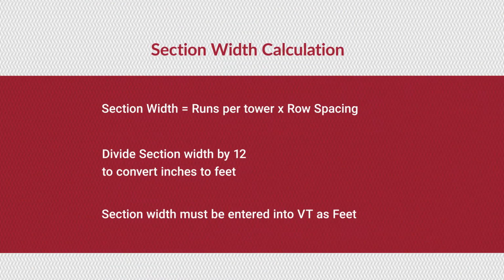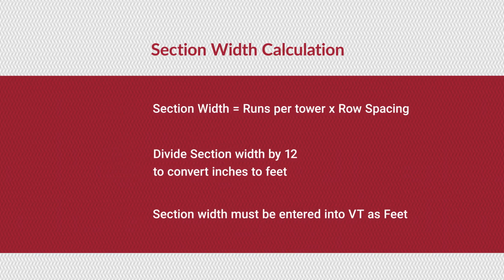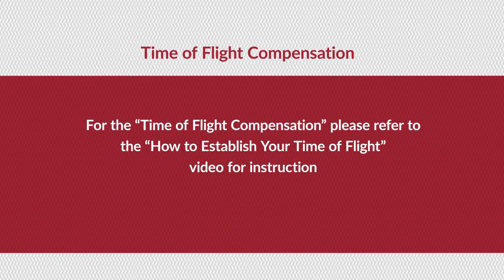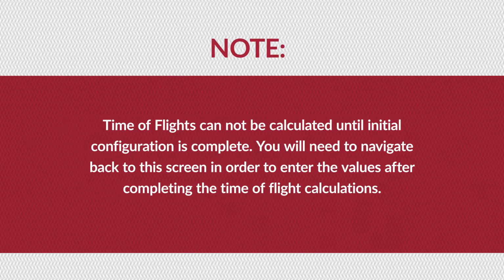For the section width, calculate each section width by multiplying the runs per section by the row spacing, and enter the values into the proper field. For the time of flight compensation, please refer to the How to Establish Your Time of Flight video for instruction. Note: time of flights cannot be calculated until initial configuration is complete.